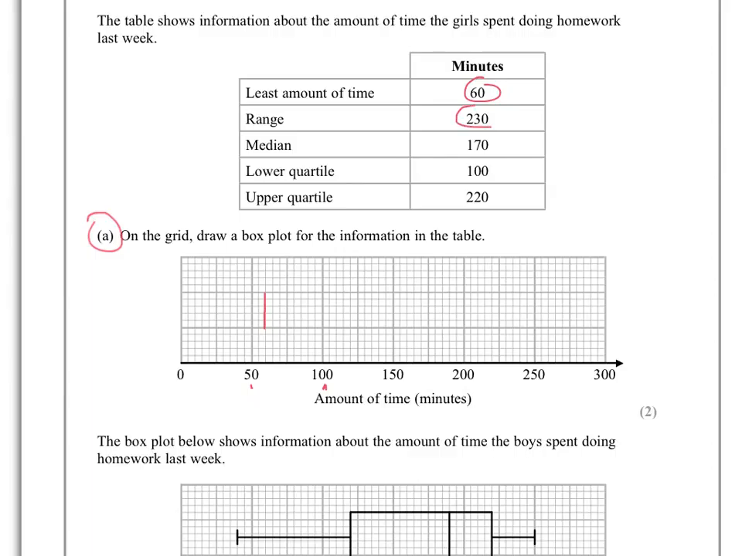The range is 230. So from the smallest to the biggest is a gap of 230. So that's going to mean that our biggest piece of data is 290, which is going to be well up here. The median is 170, so we're going to go there. We've done that one. Lower quartile is 100, nice and easy that one, and 220 for the upper quartile, so that's going to be here. And then we make a box plot sort of shape out of those numbers.